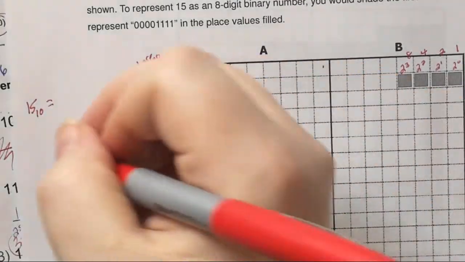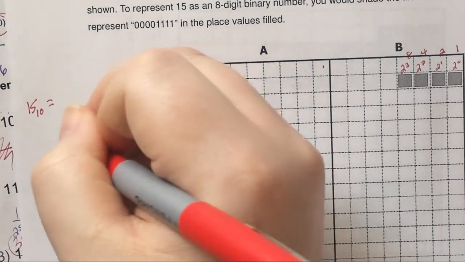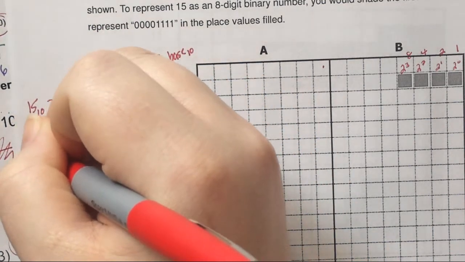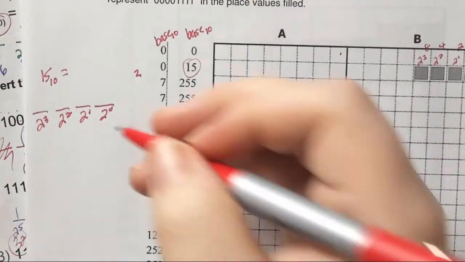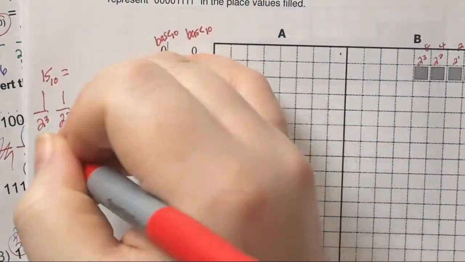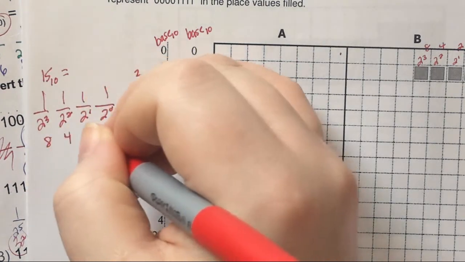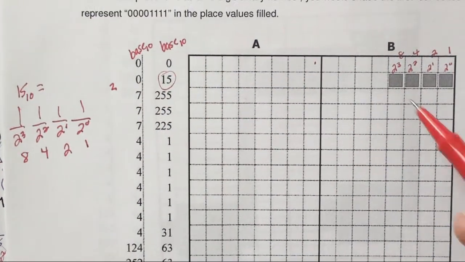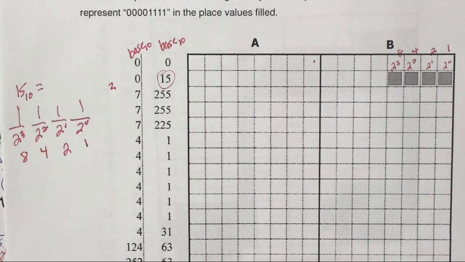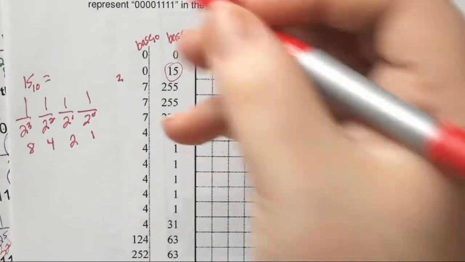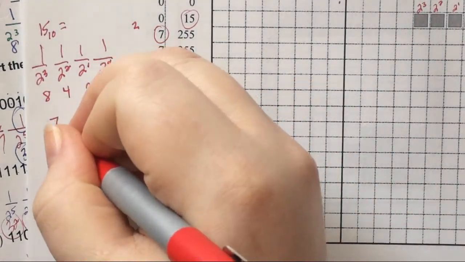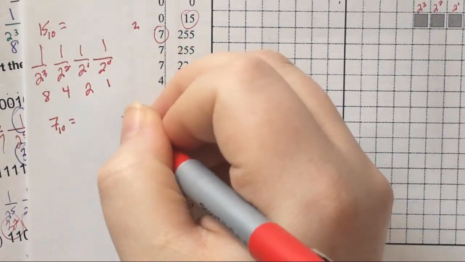So they thought through 2 to the 0, to the 1, to the 2, to the 3. You actually need one of each of them, because 8 plus 4 plus 2 plus 1 adds up to 15, which is why they shaded all of these in. So for instance, let's go ahead and do 7. So 7 in base 10, and we're converting that to base 2.